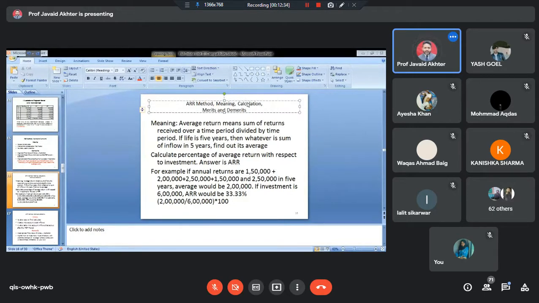It takes care of most of the limitations of payback period, not all, most of the limitations of payback period have been taken care of here. So number one, it takes all inflows into consideration. It takes inflows which are available even after the life of project compared to payback period.